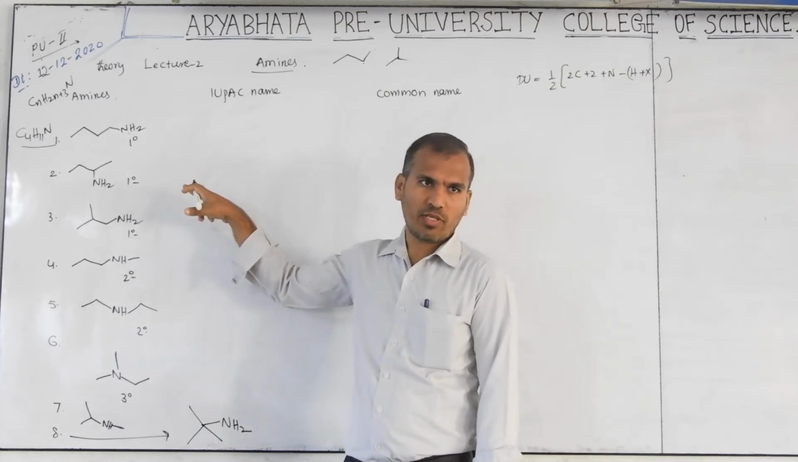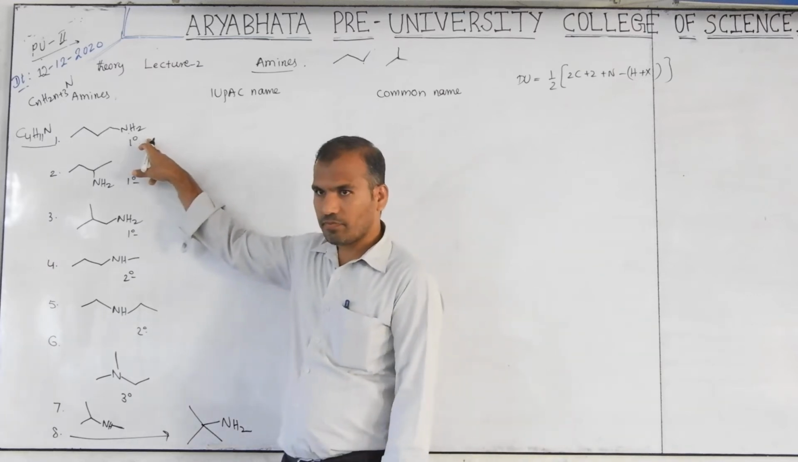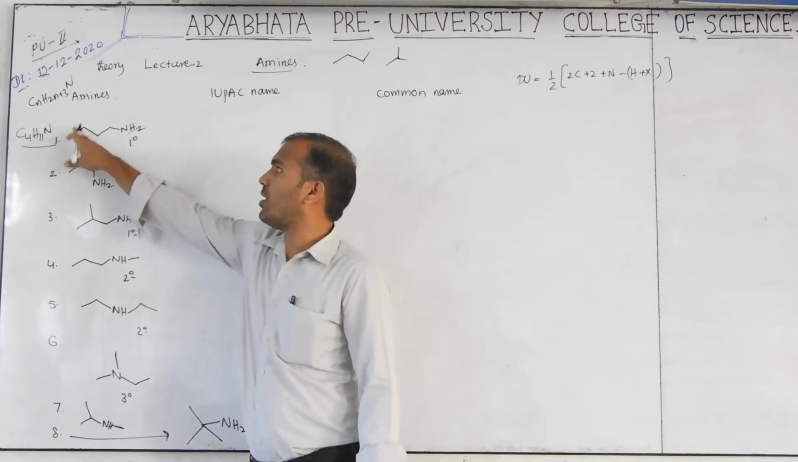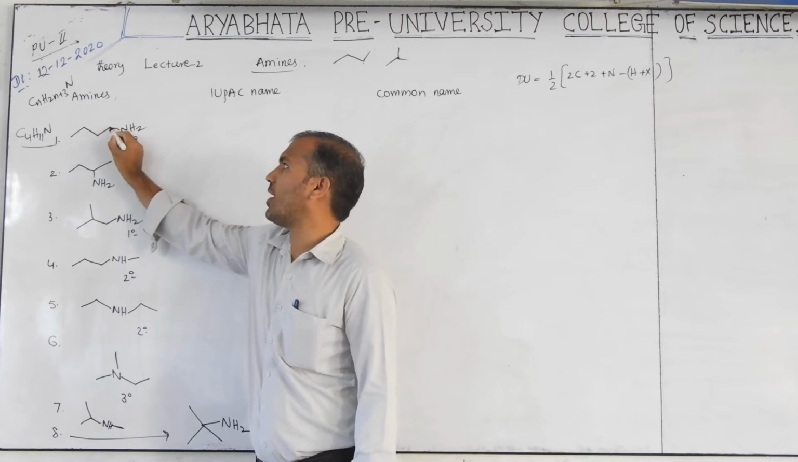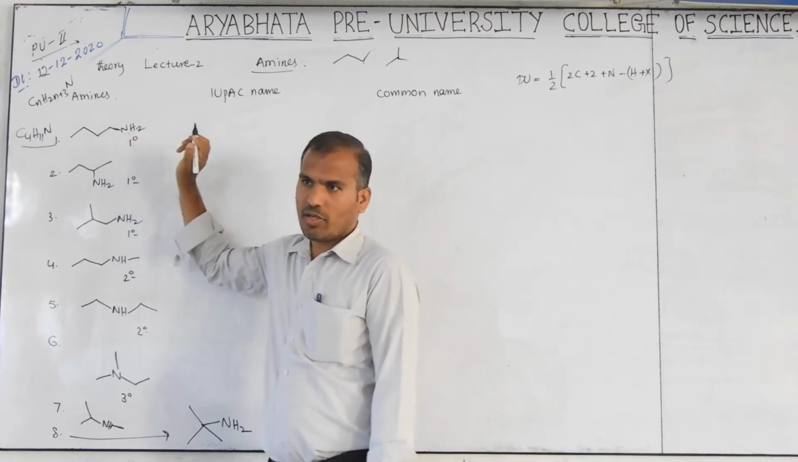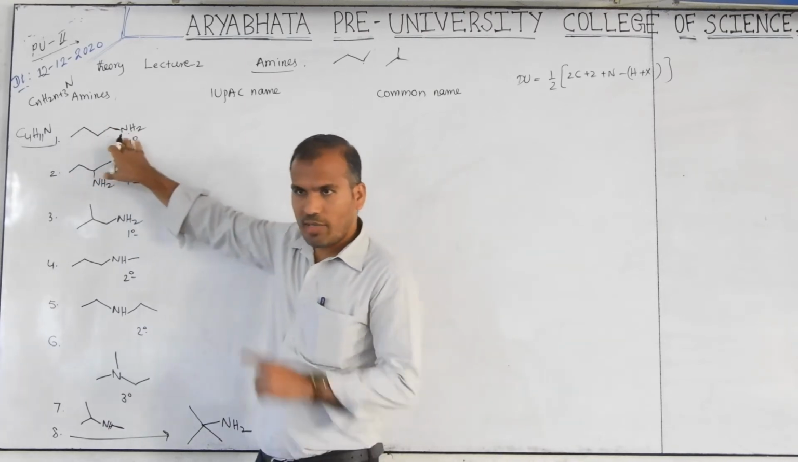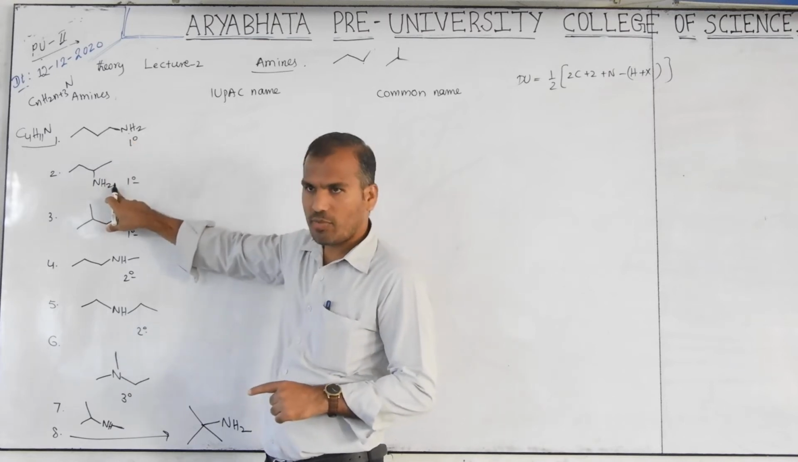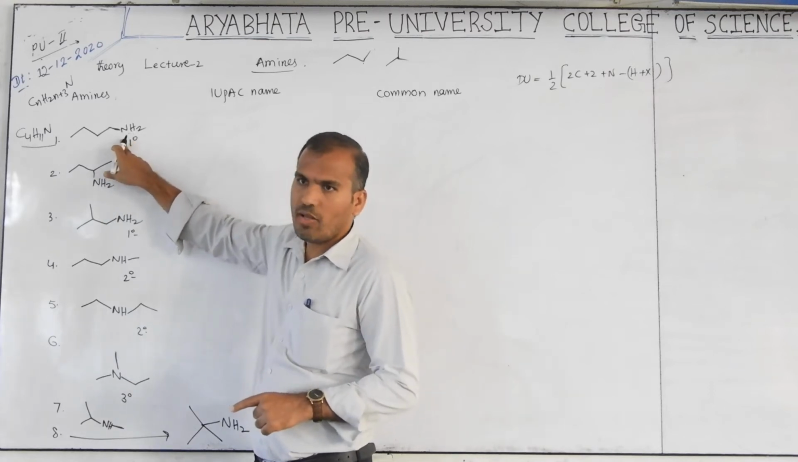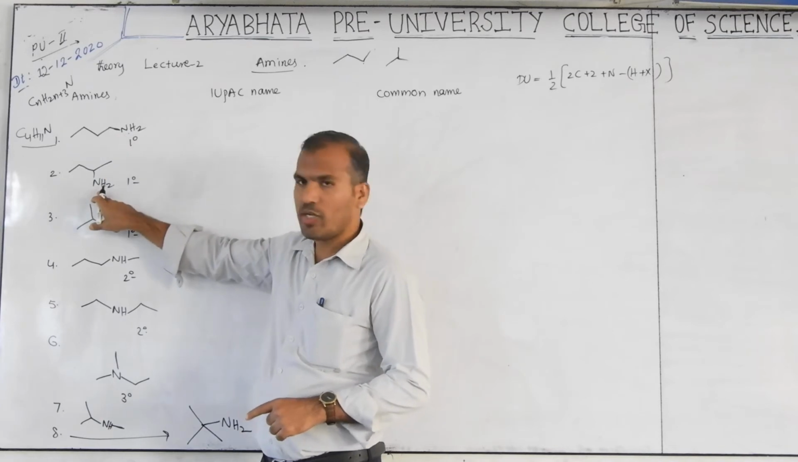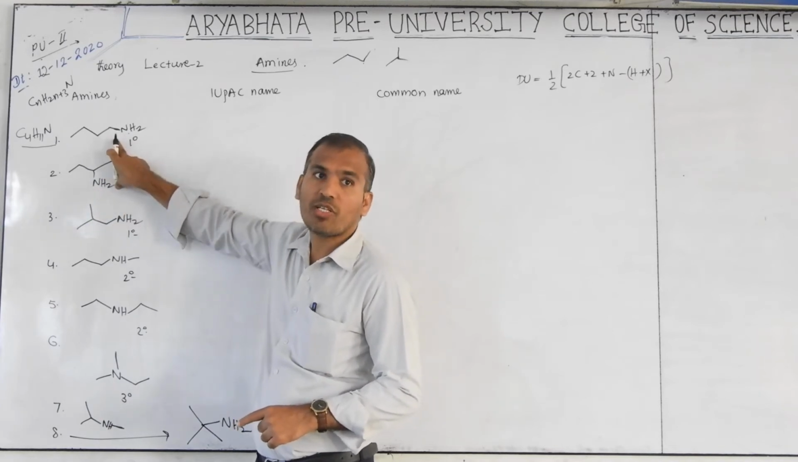Which type of isomerism? The first one, how many carbons? 1, 2, 3, 4 carbons. Carefully write, 4 carbons are there. Okay? 4 carbon. Here how many carbon? 4 carbon. Then this is named propane-1-amine. This is propane-2-amine. These two are positional isomers.